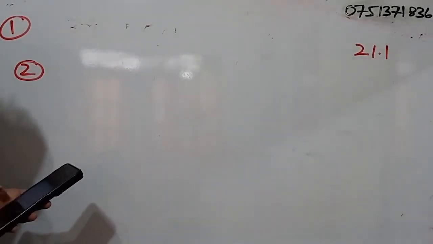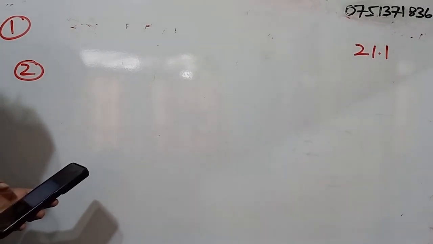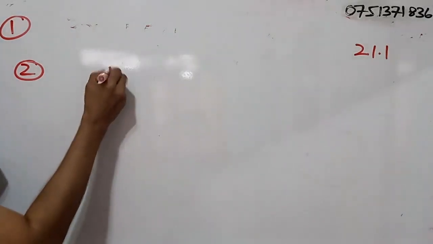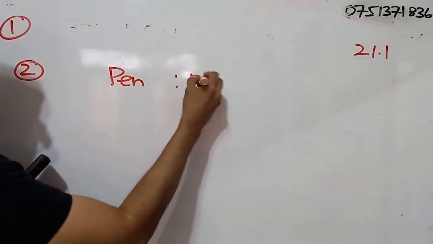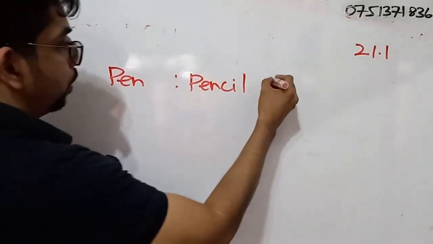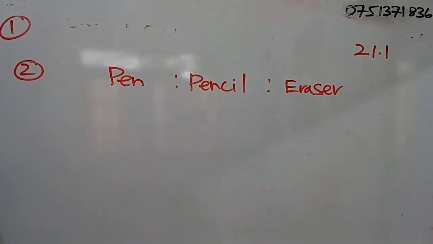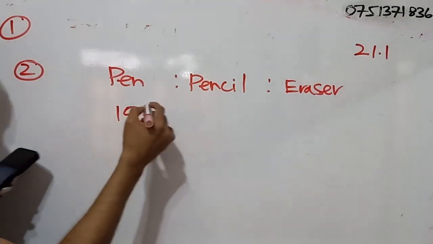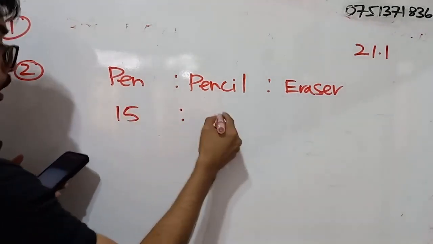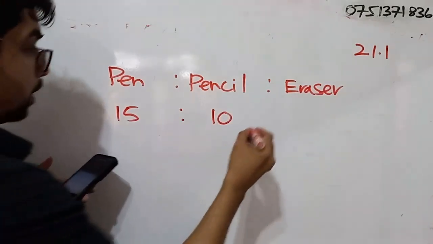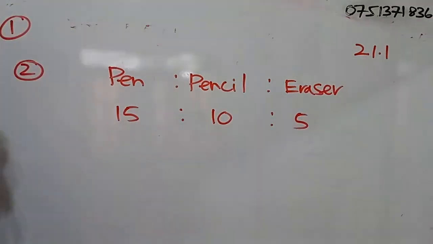Part 2. The price of a pen is 15 rupees. The price of a pencil is 10 rupees and the price of an eraser is 5 rupees. So we have pen to pencil to eraser, right? So the price of a pen is 15 rupees to pencil 10 rupees to 5. So in this ratio we have 3 terms.